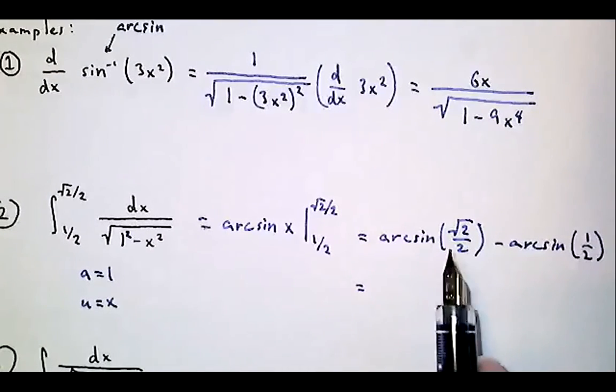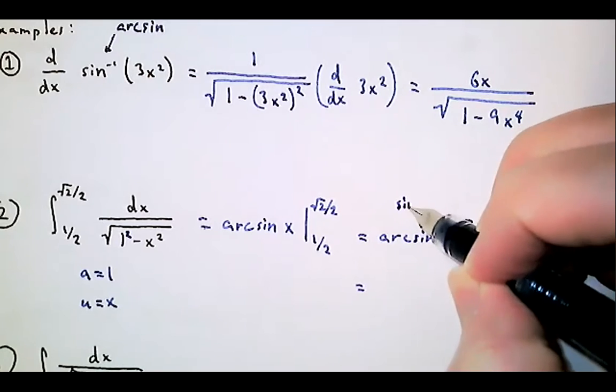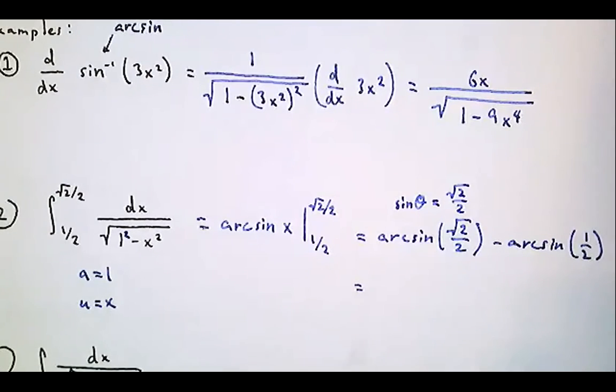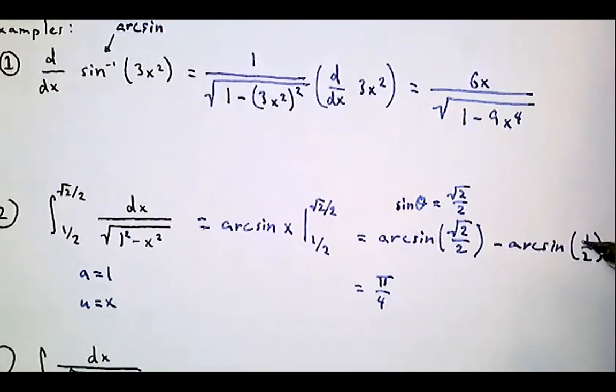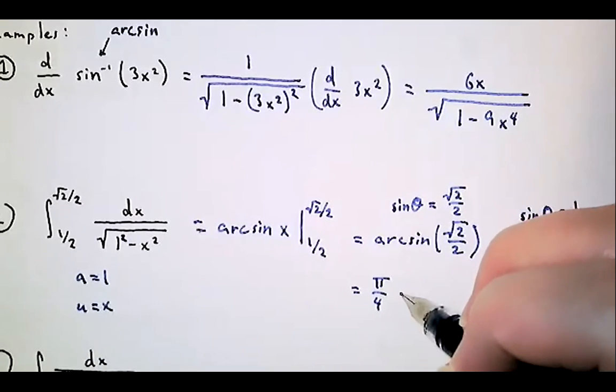So what is arcsine of square root 2 over 2? What angle gives sine theta equals square root 2 over 2? That's what I'm really asking. What angle should go here? Pi over 4. Pi over 4, right, good. What about arcsine of 1/2? What angle corresponds to sine theta equals 1/2? Pi over 6, right. Pi over 6. Good.